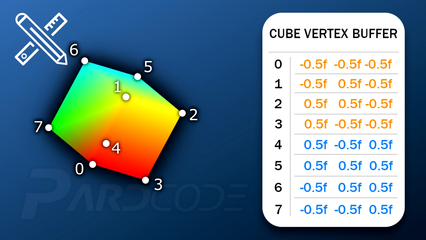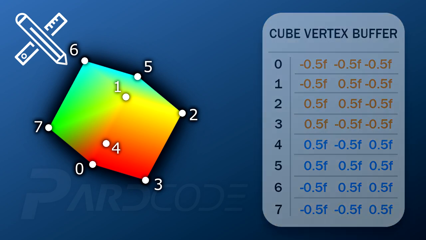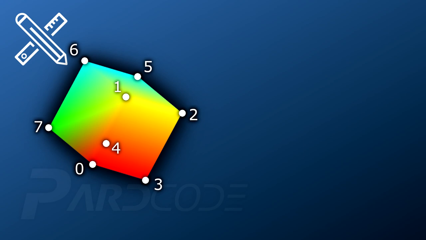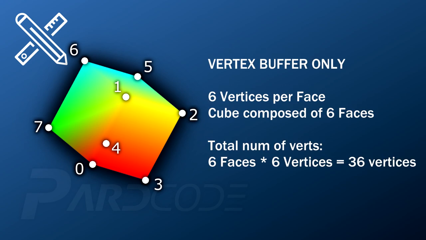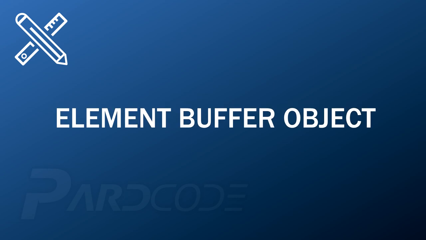There is a problem though. The vertex buffer alone is not enough. Usually, in order to render a 3D cube with only the vertex buffer, we should make 6 vertices for each face, for a total of 36 vertices. Luckily, we have another way to handle this situation: an approach based on the element buffer object.